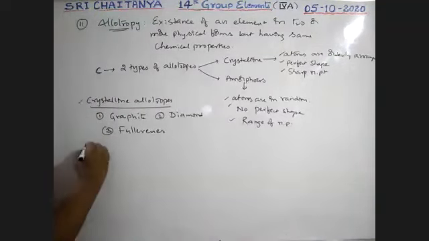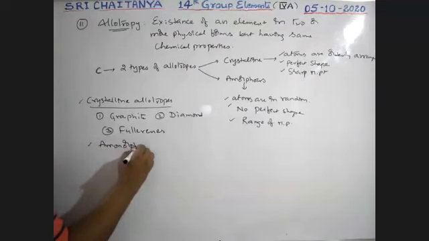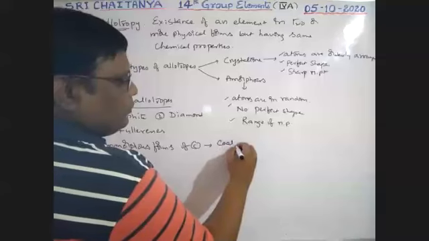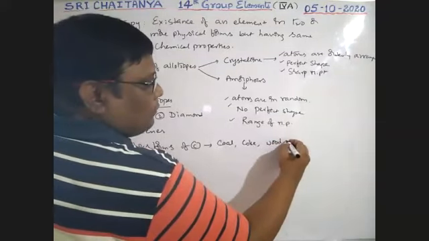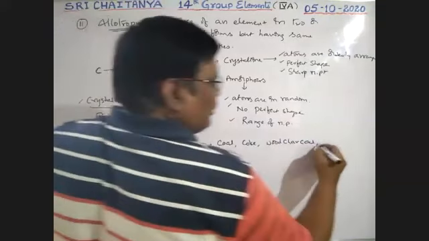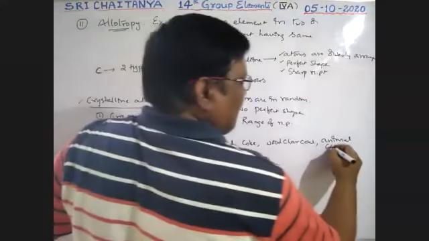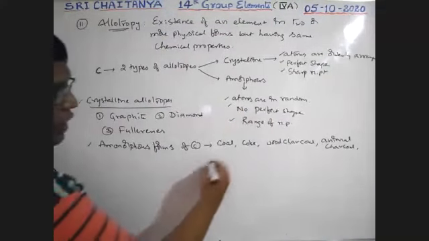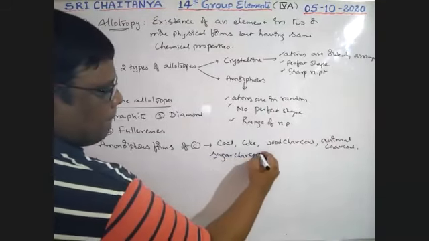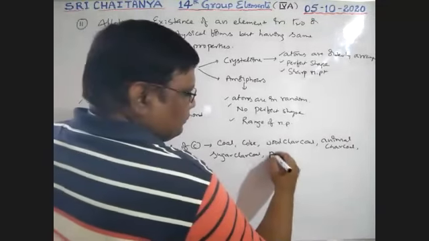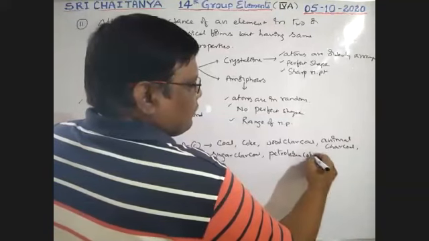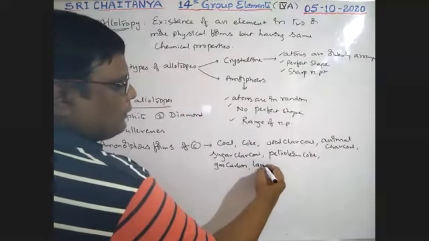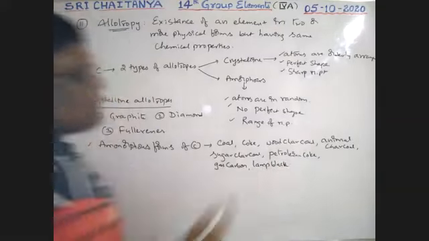But the amorphous forms of carbon, those are coal, coke, wood charcoal, animal charcoal, that is sugar charcoal, petroleum coke, gas carbon, lamp black. All these are amorphous forms, sir.